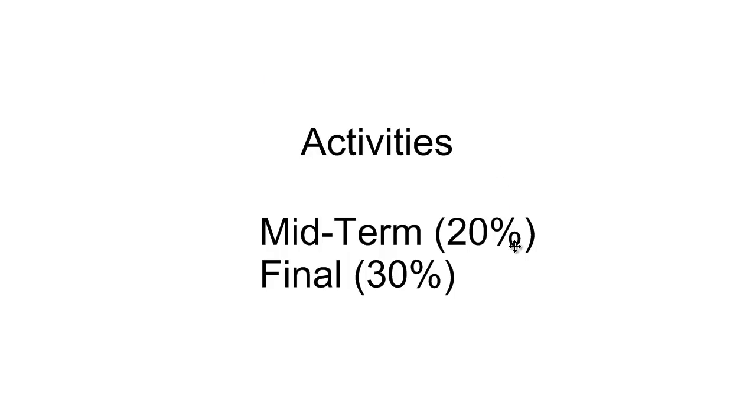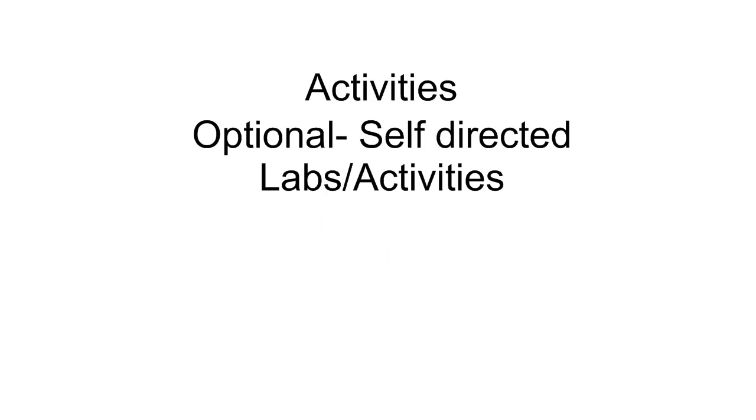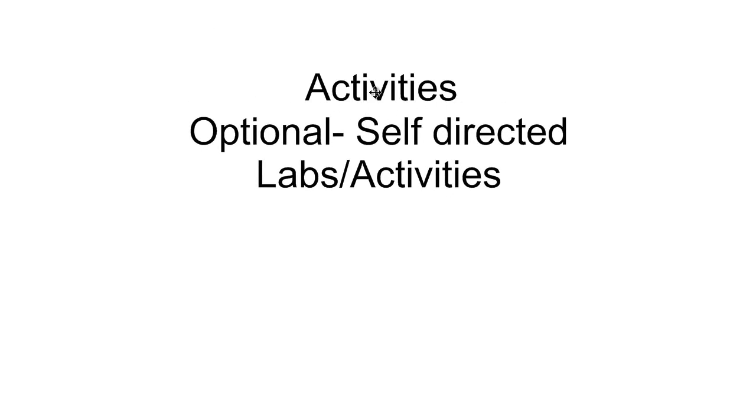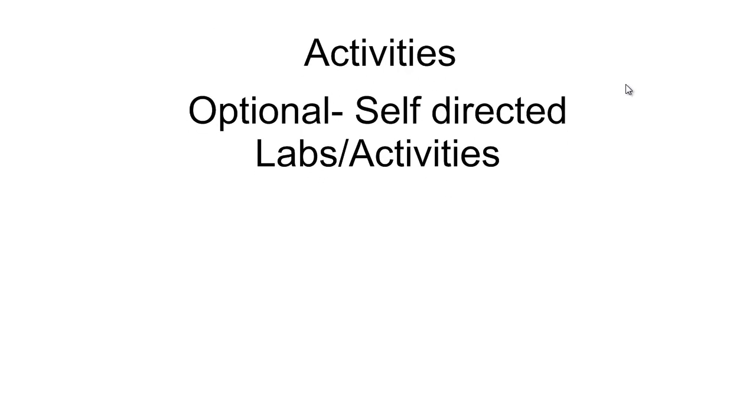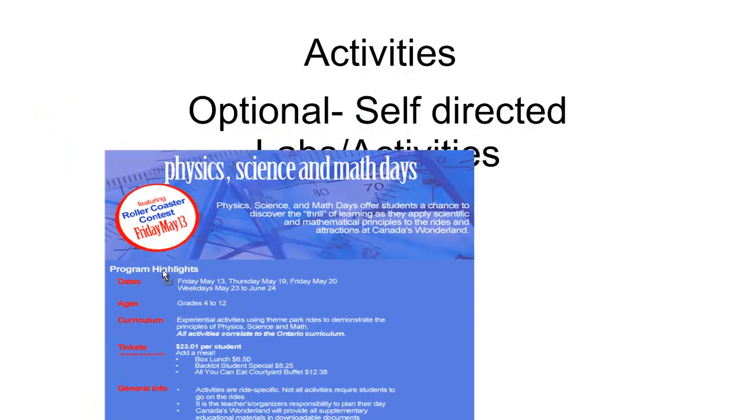We will have a midterm that'll be online and invigilated. It'll be worth 20%. We're going to have a final exam that's worth 30% as well, and I would really like you guys to help me out here. I'd like to see some optional self-directed lab activities, and this can be a big part of your final mark provided it's worthwhile, because physics is very, very cool, and there's lots of things you can do with physics.